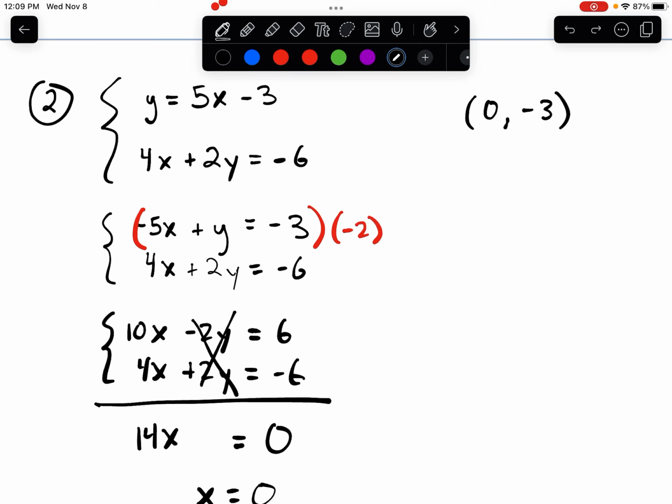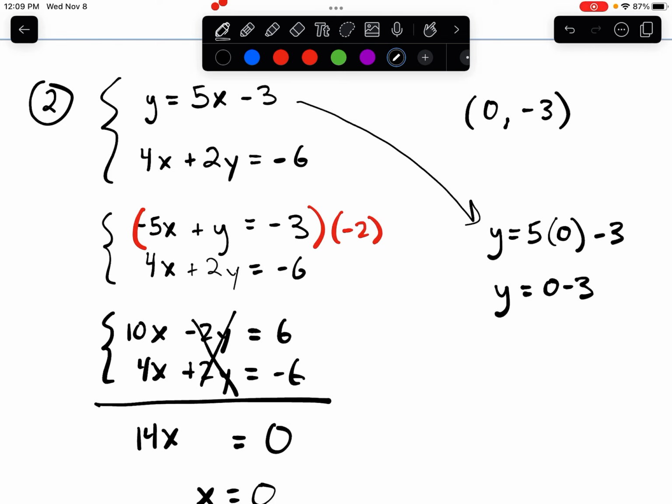Now that I know x is 0, I can plug it back into either of these two equations to find y. I'm going to choose the top one. I think it's a little bit easier. So y equals 5, but we know we're going to replace x with 0, minus 3. So y equals 0 minus 3, which is just negative 3. And again, that should check out because that is the answer that we know we should get if we were to graph it.